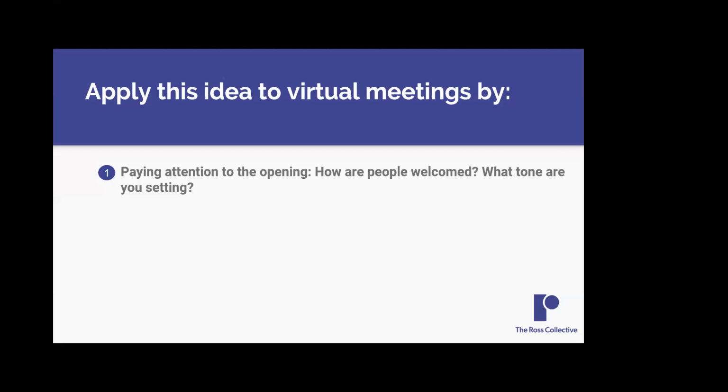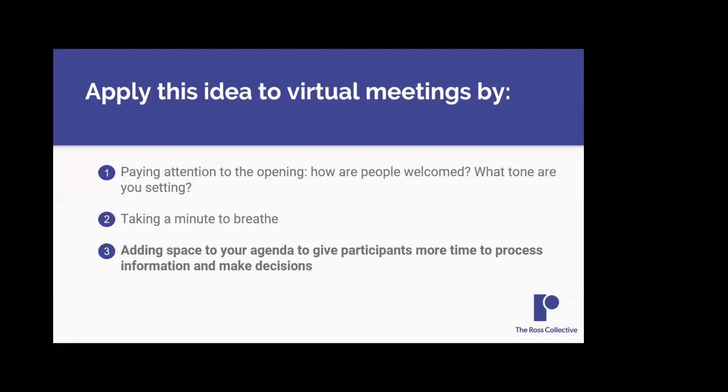with their struggles and triumphs. And that might include taking a minute to breathe, right? Somebody might be processing something and might need some separation between what just happened and whatever you're going to be talking about in your meeting. Add some space to your agenda to give participants more time to process information and make decisions.